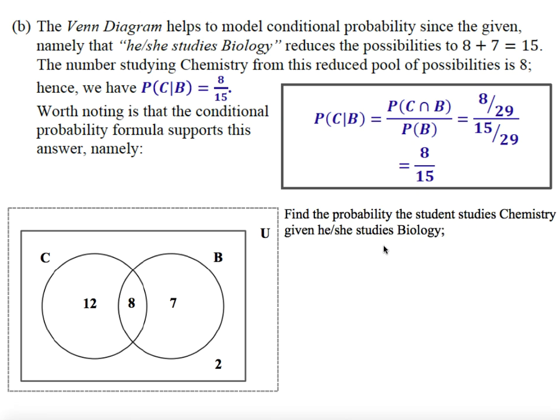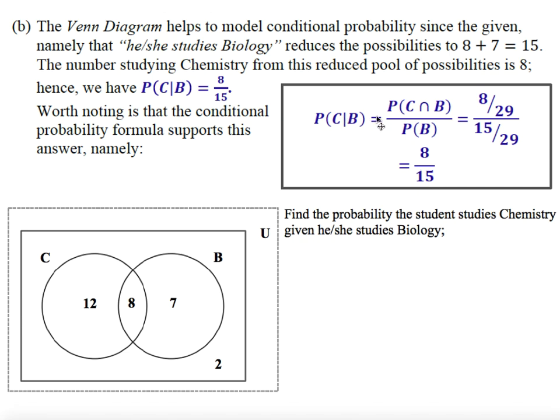In part B, we need to find the probability the student studies chemistry, given he or she studies bio. Let's cut right to the chase. The given regarding he or she studying bio, that puts you into this world here, because that's our bio world. So to meet the given condition, once again, in general, the pool of possibilities is reduced. So what's the chance you study chemistry? So here you are as a person studying chemistry, given you're also a bio studier. So 8 chances out of 15 is the answer.